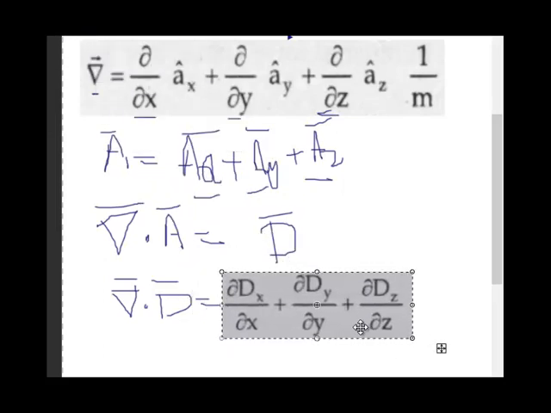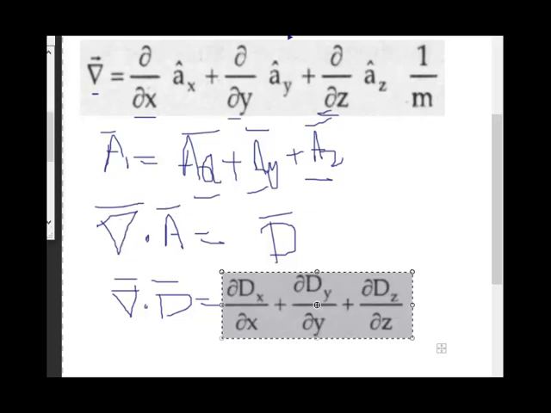Del by del x of dx, del by del y of dy, del by del z of dz, and this del dot D is called the divergence of D. Del dot D is also called the divergence of D. So it is a standard formula. Del dot D is called the divergence of D. It is denoted by this formula.